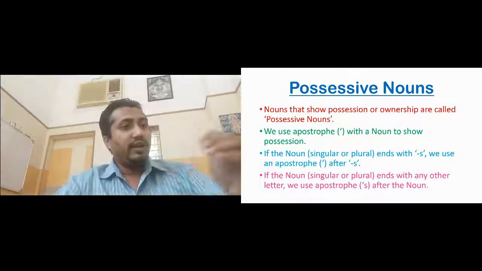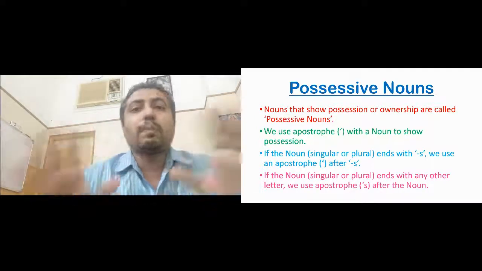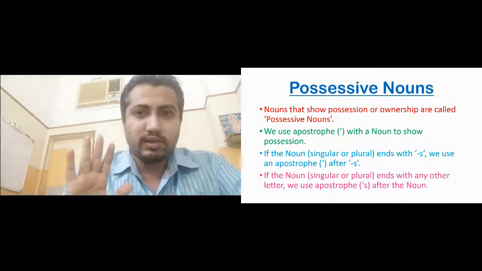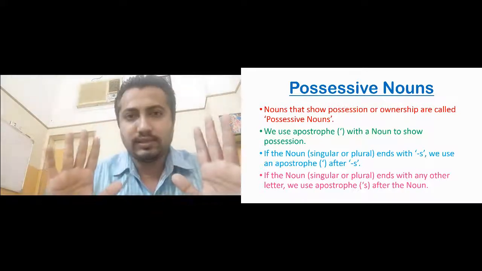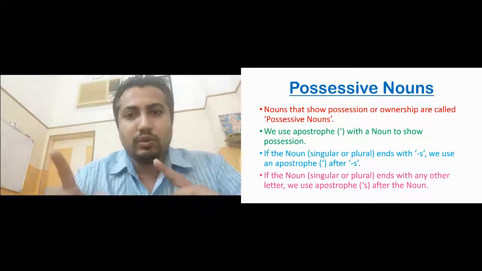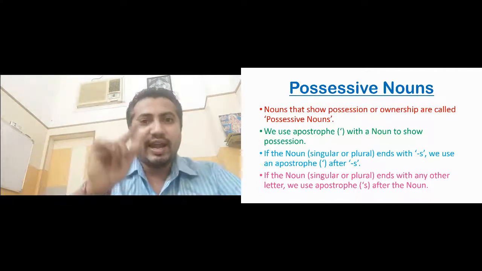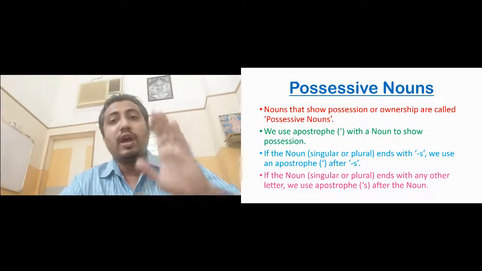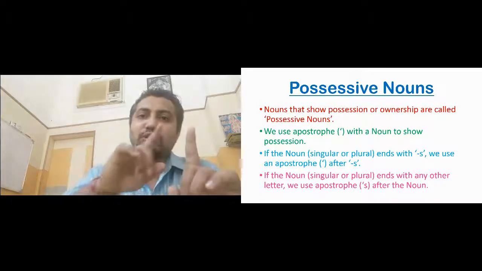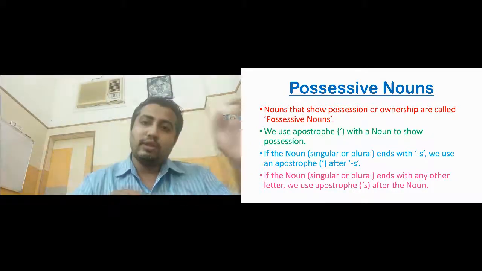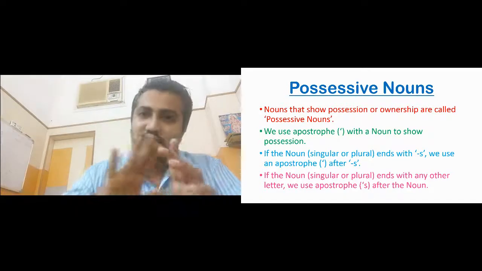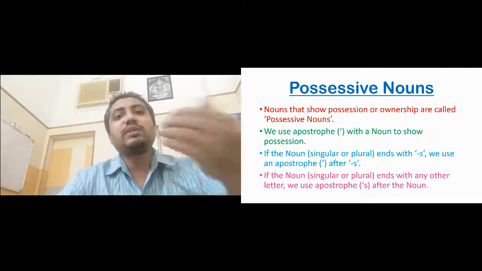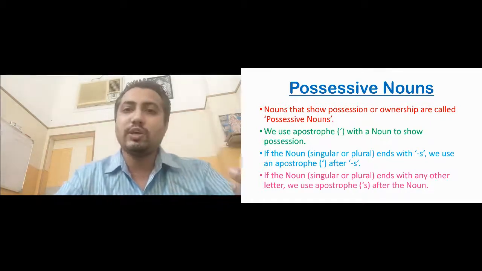Okay students, now next part, if the noun is singular or plural, and if there is no s, अगर word के end में there is no s, okay, then to make it possessive we have to use apostrophe and after that s. Okay, singular हो या plural हो, अगर last में s है तो हमको सिर्फ s के बाद apostrophe डालना है, and singular हो या plural हो, अगर लास्ट में s नहीं है तो हमको apostrophe डालना है और उसके बाद एक s डालना है. Understood students? This is how we can change a noun to possessive noun.